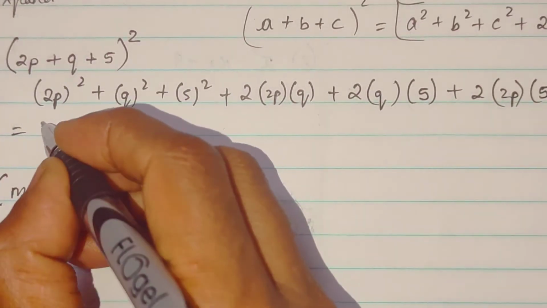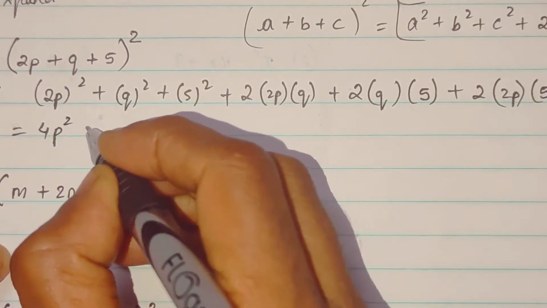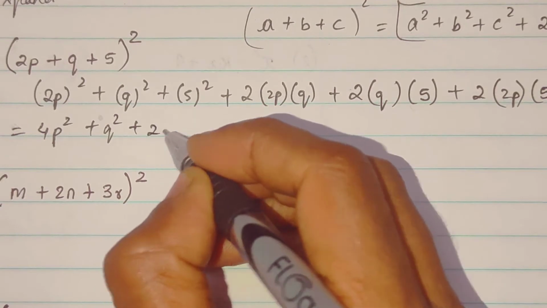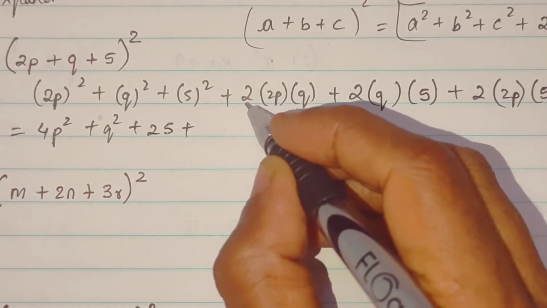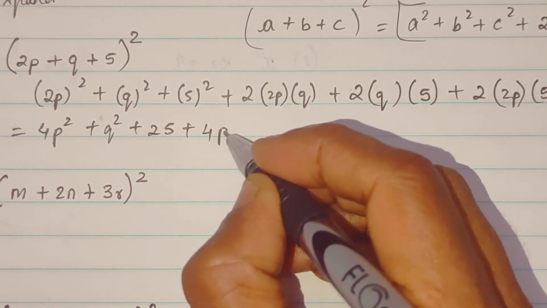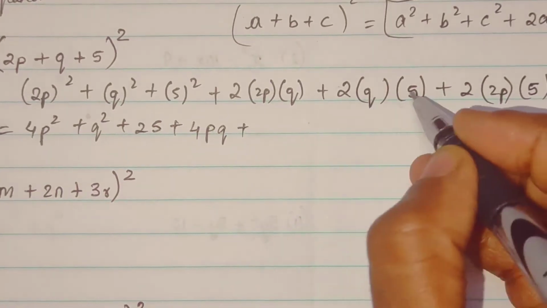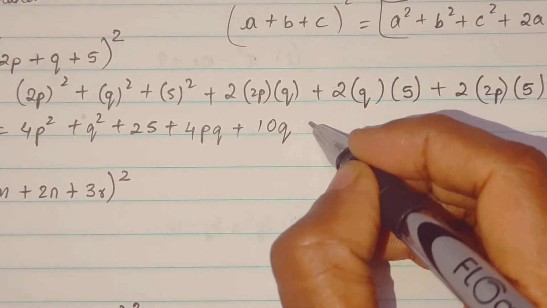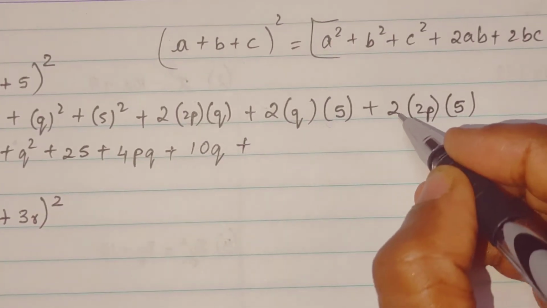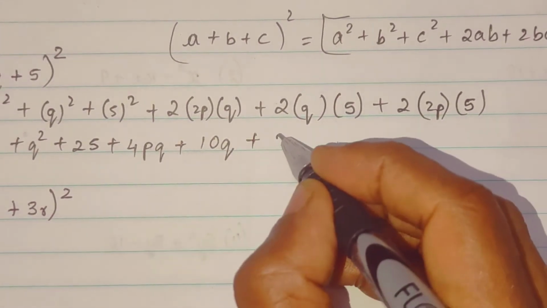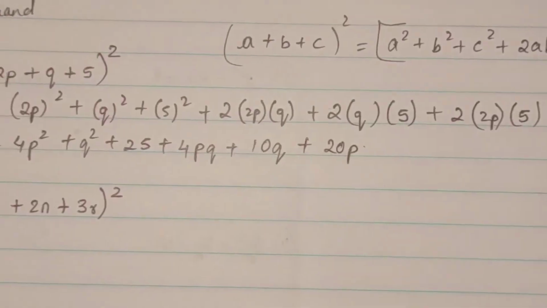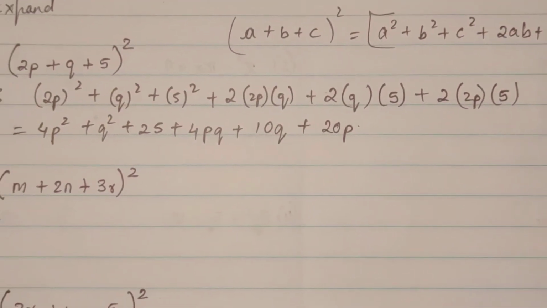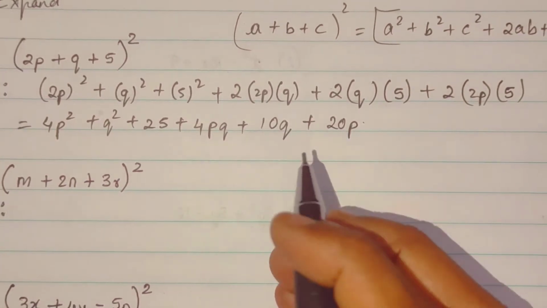2 squared is 4, 4p square, q square, 5 fives are 25, 2 twos are 4, 4pq, 2 fives are 10, 10q and then 2 twos are 4, 4 fives are 20, 20p. So this is the answer for the first sum.